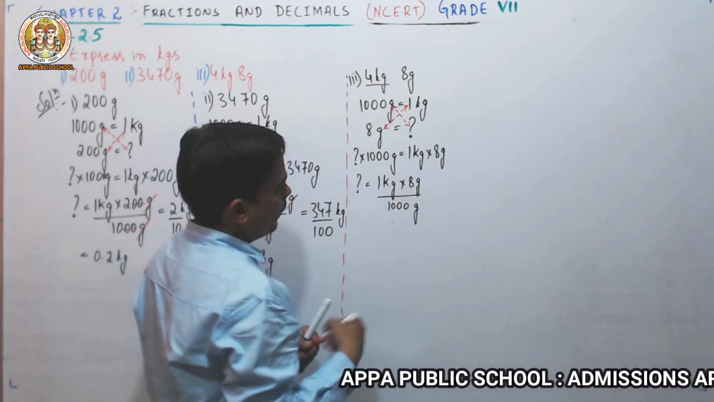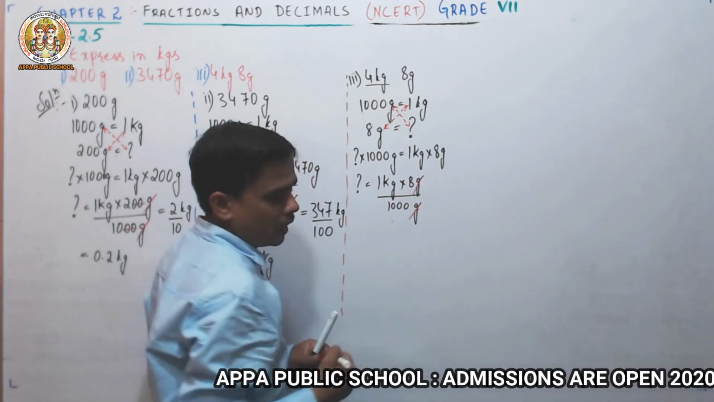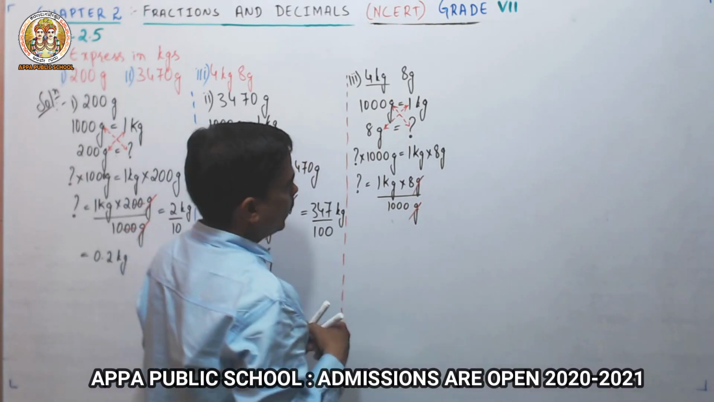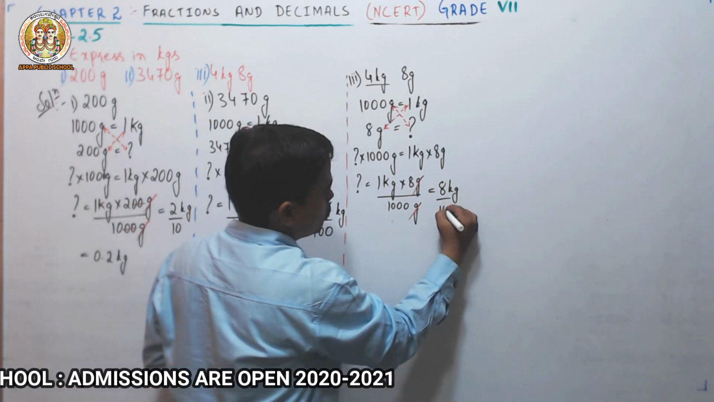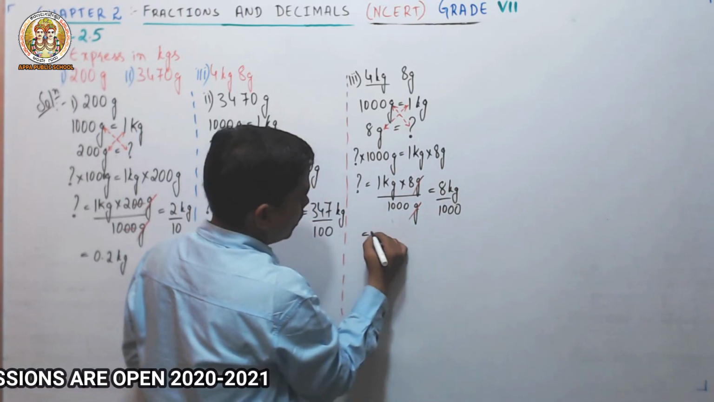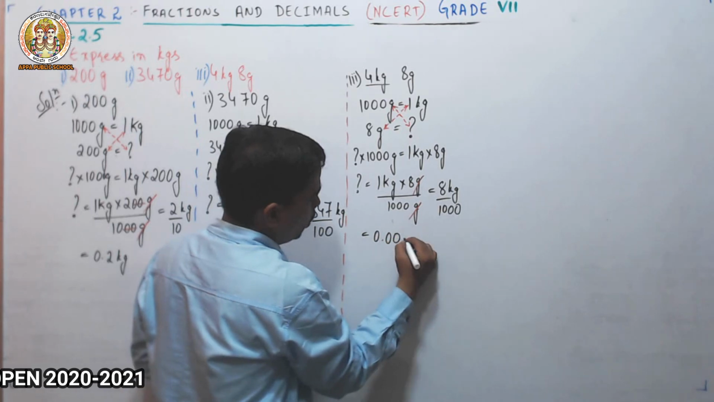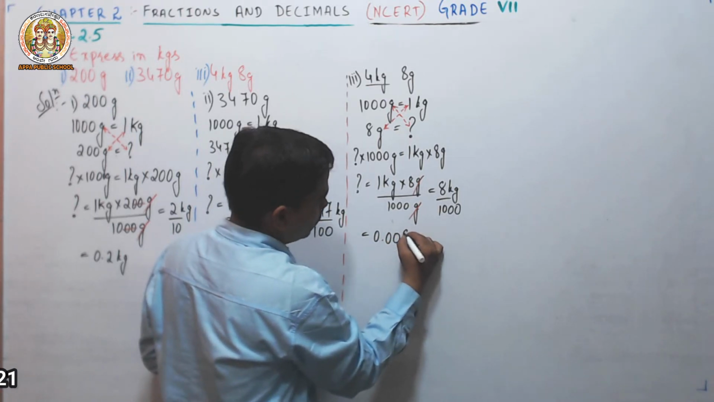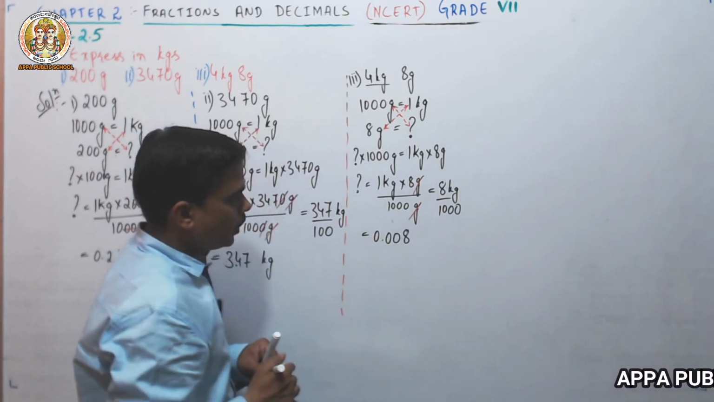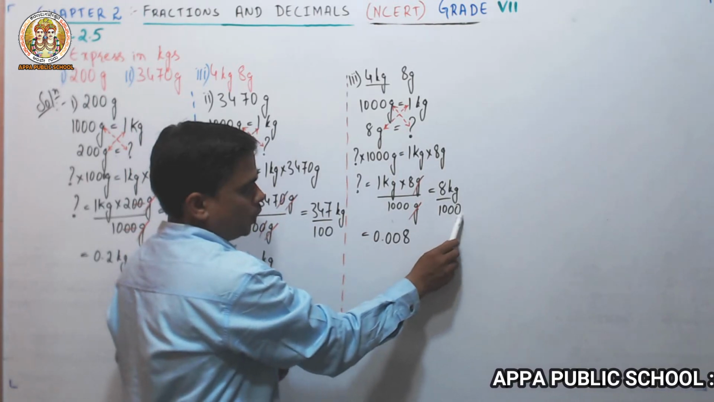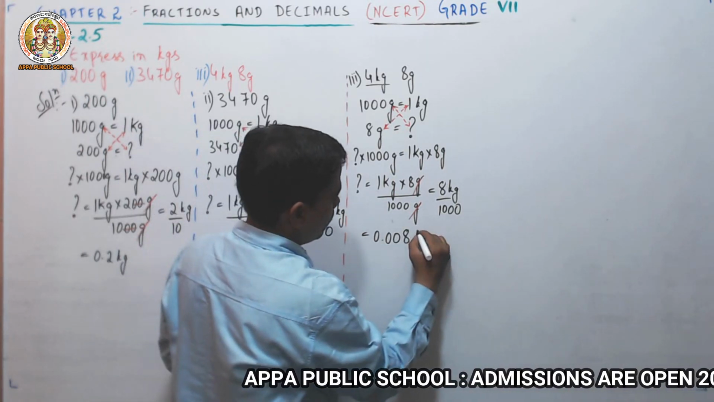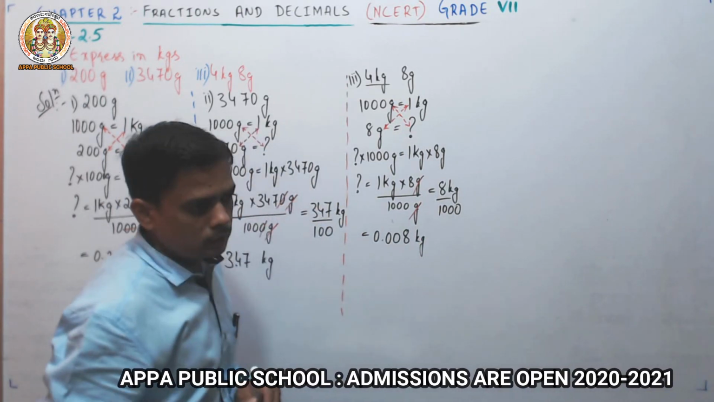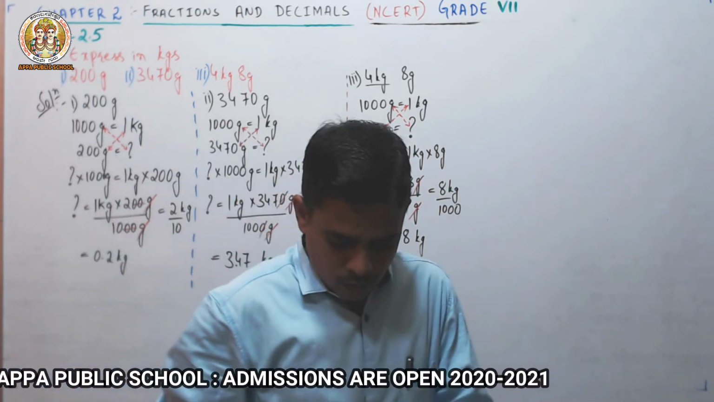So here I will cancel gram and gram, right? That is equal to 8 kg divided by 1000. How much will it be? 0.008. 3 zeros. 1, 2, 3. After the point, how many? 1, 2, 3. So this 4 kg as it is. Got it? Okay.